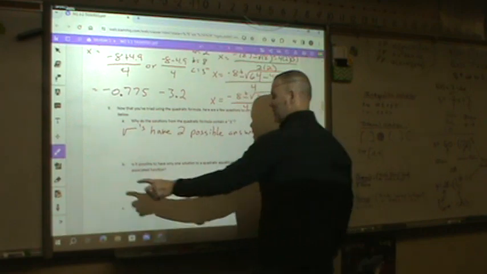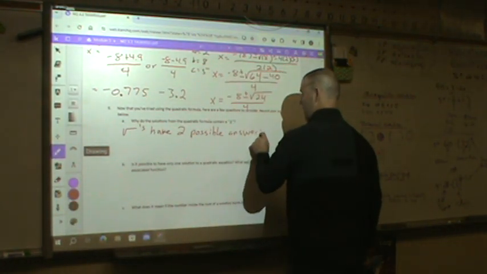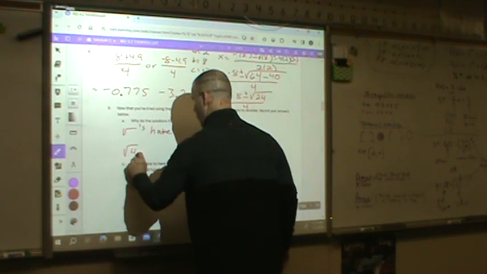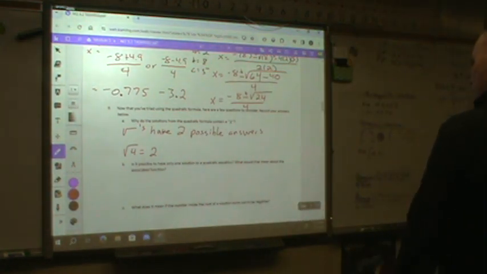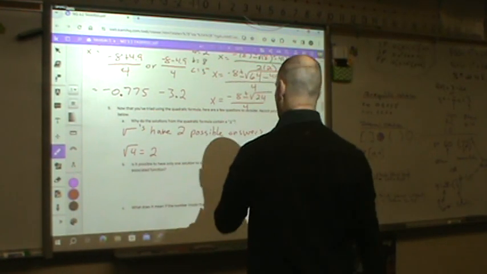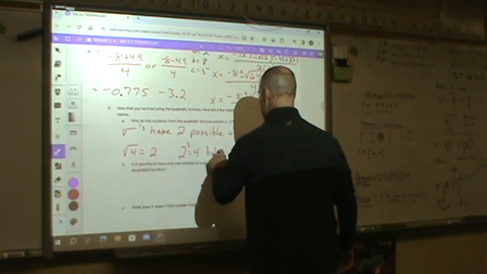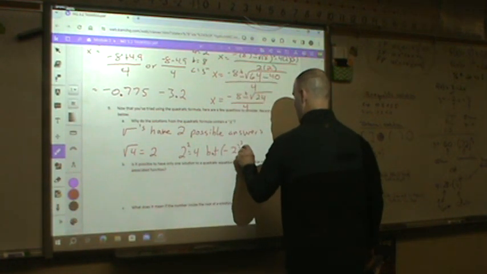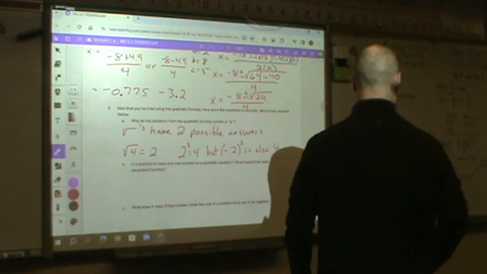A simple example of that is here. The square root of 4 is equivalent to 2, right? But if I say 2 times 2, I get 4. Let's do the opposite of that. The opposite of square rooting is squaring. So 2 squared is equal to 4. But negative 2 squared is also positive 4.